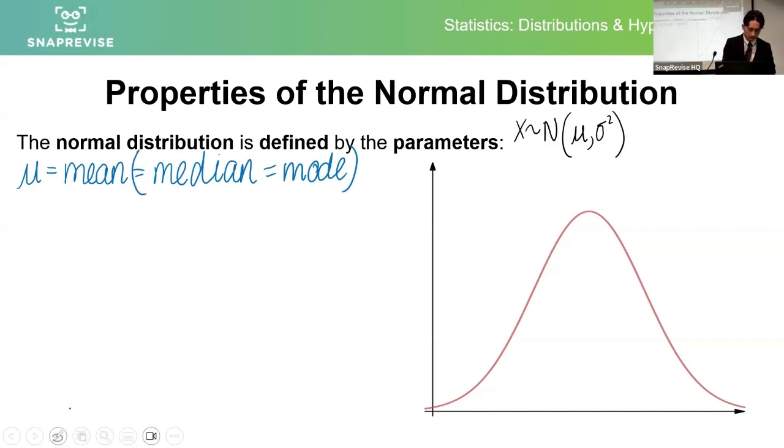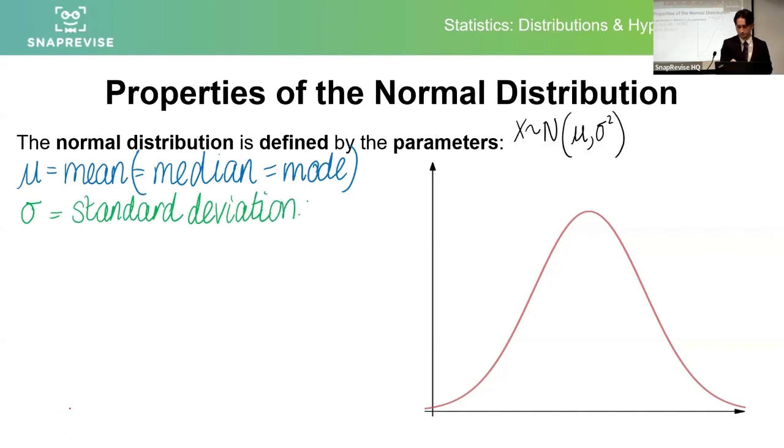And sigma is the standard deviation. Loosely speaking, that's the average distance of anything from the mean. Just a quick point on notation: mu represents the population mean, and x with a little bar above it represents a sample mean. So don't confuse those. Other key properties of the normal distribution.